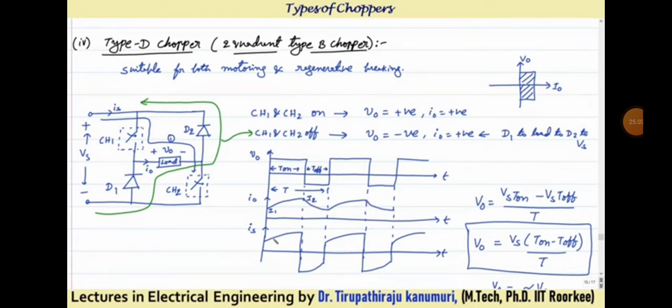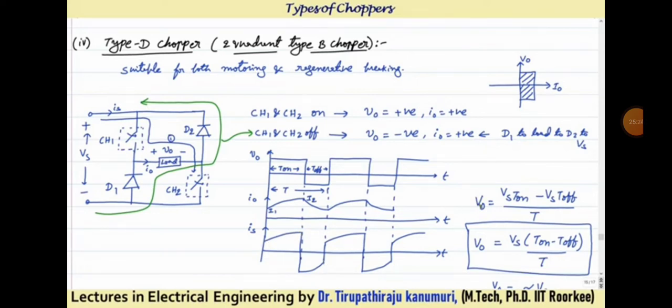Now coming to the current supplied from the source. You can see initially the current direction is the same as the reference direction. But during the off period, what is happening? It is passing through the diodes. That means the current direction is opposite. So during the turn off period, current direction is opposite, and during the turn on period, current direction is positive.